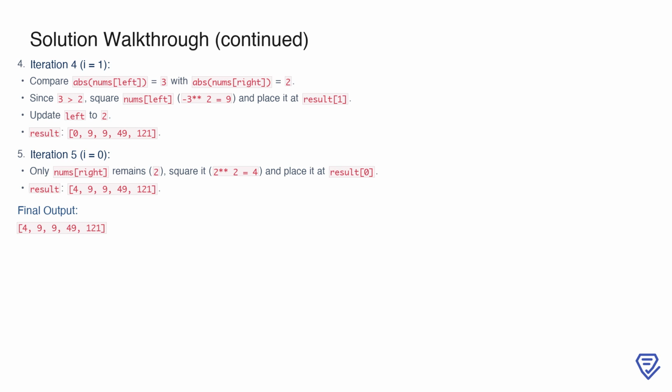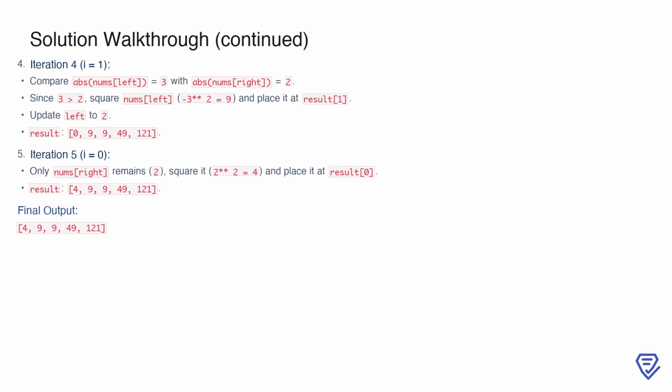Finally, in the fifth iteration, only one element remains, which is 2 at the right pointer. We square it to get 4 and place it in the last remaining position in the result array. The final sorted squares for this example are 4, 9, 9, 49, 121.